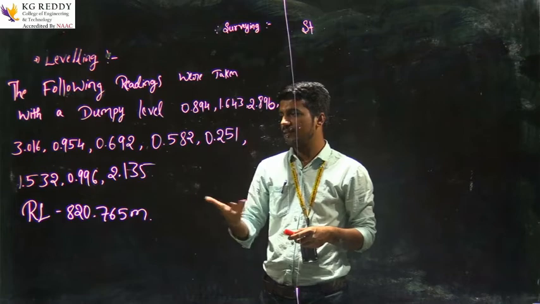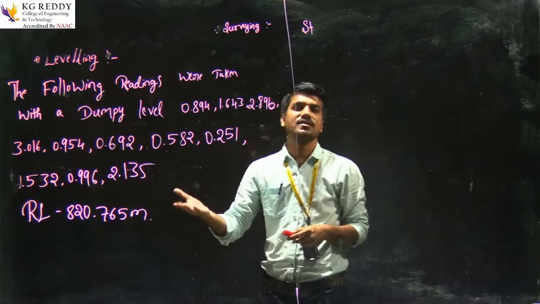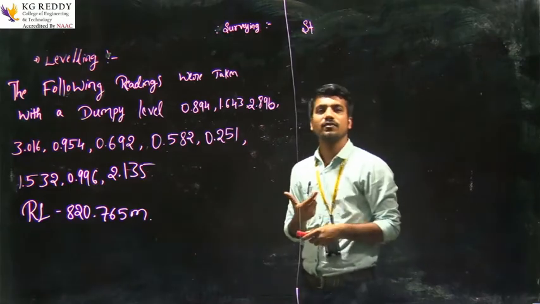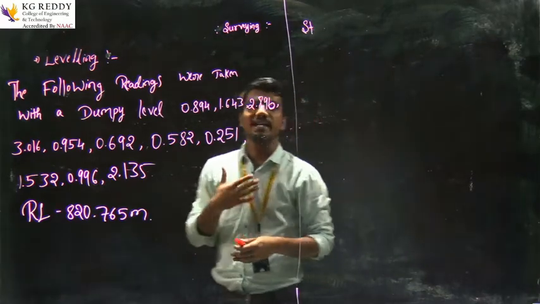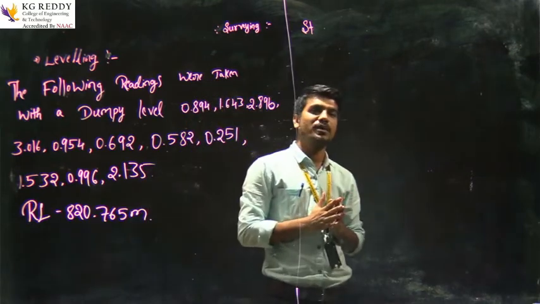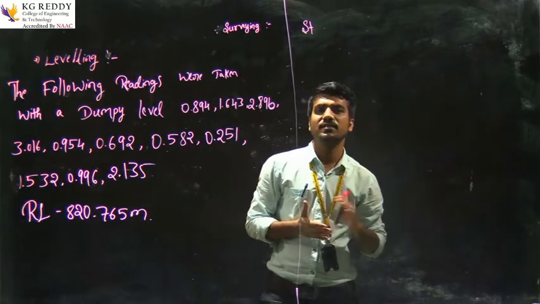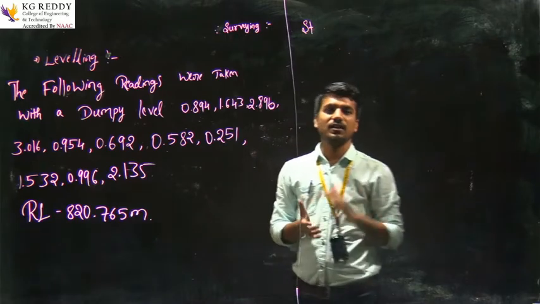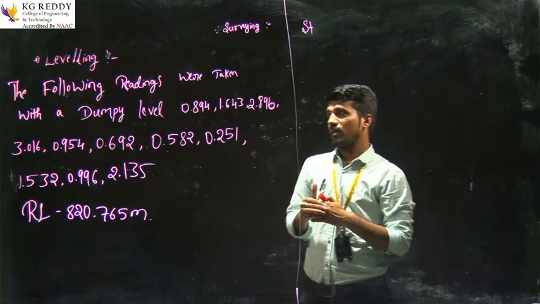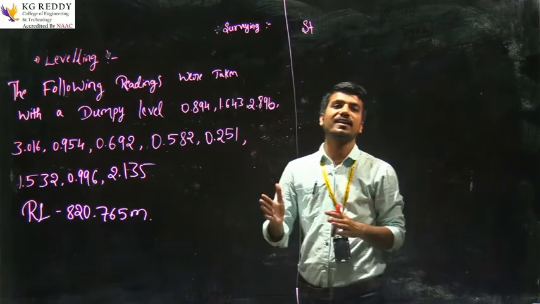The RL given is 820.765, the main reference, the first RL. It indicates the benchmark, which is given permanently. All the readings are given with respect to mean sea level. The mean sea level is measured with reference to Mumbai, which is the reference point of all the data. After that, we have to write in tabular form.